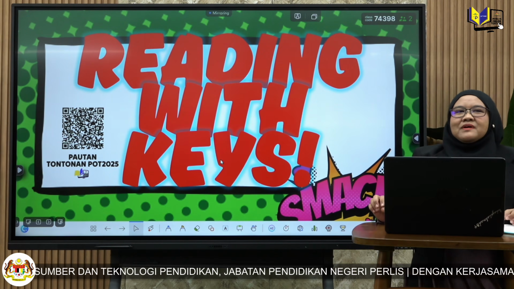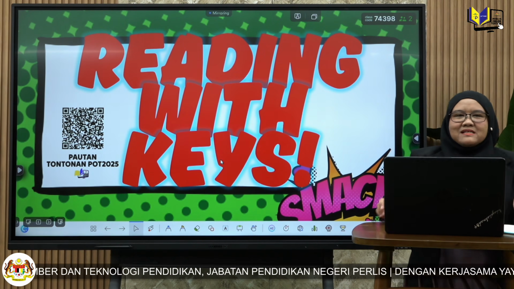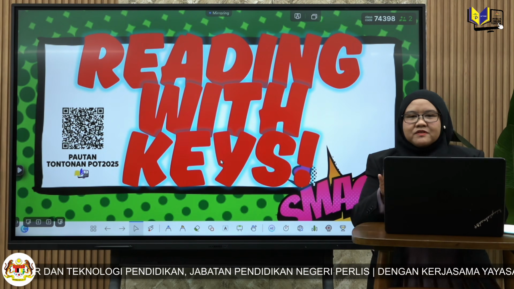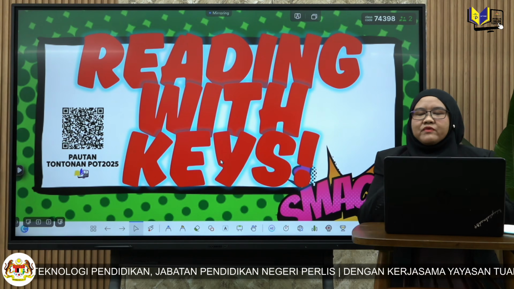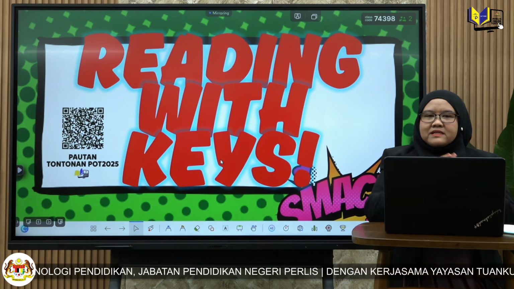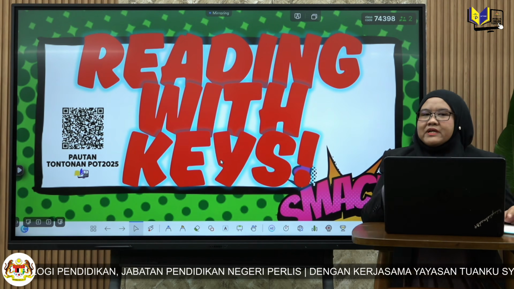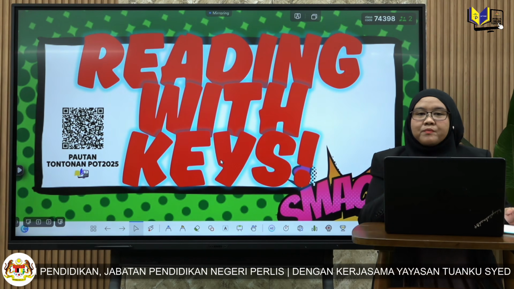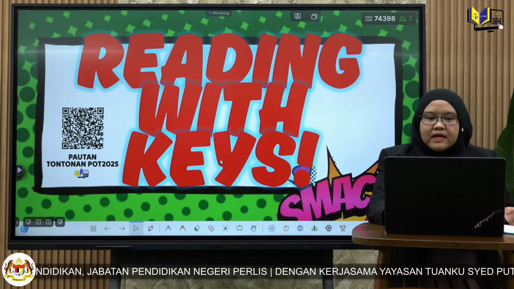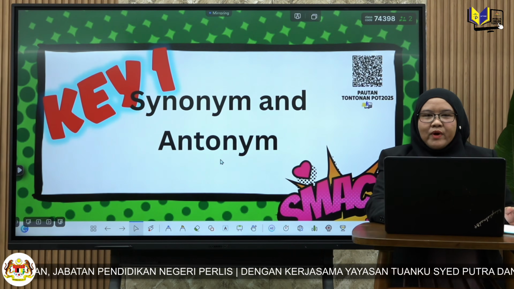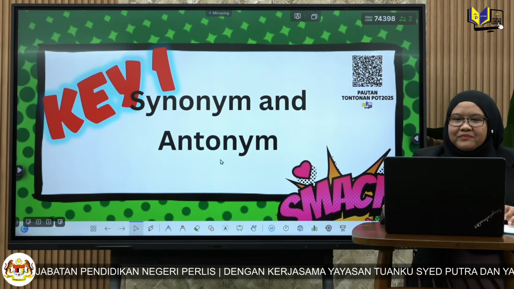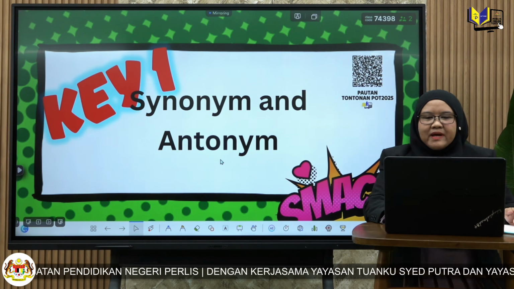Now, reading with keys. Like I said before, we have 5 series of this lesson. I will start with part 1. So later on in the next series, I will be covering part 2, part 3, part 4, and also part 5. So tonight, reading with keys, part 1. Key number 1. Synonym and antonym.